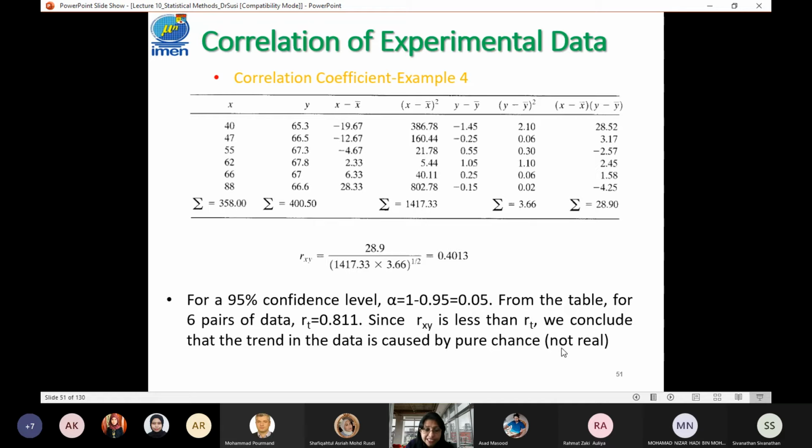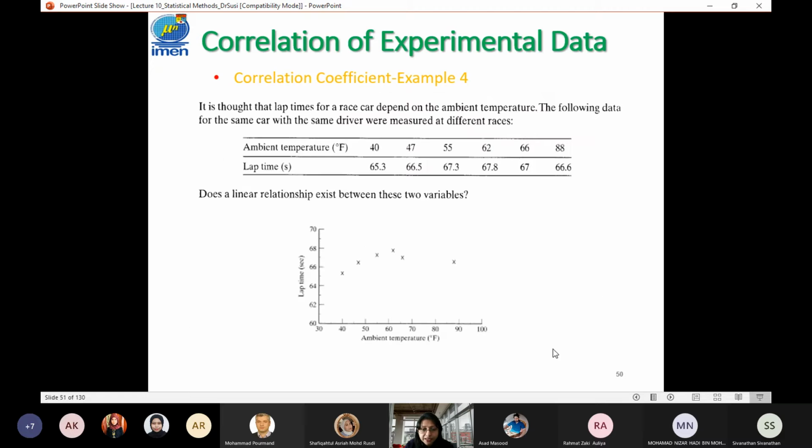So if you repeat the experiment 10 times and you get the same results, actually it's not real. The data is not real actually. So probably there is a limitation. Probably this trend is only valid until 60 degrees Fahrenheit. So above that, there is no trend, right? Something like that.